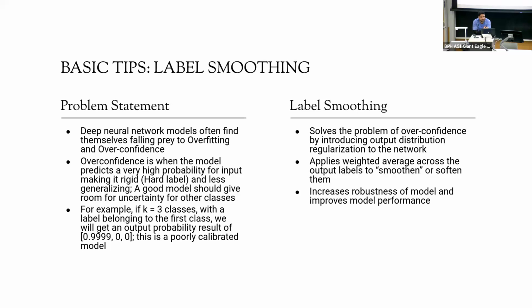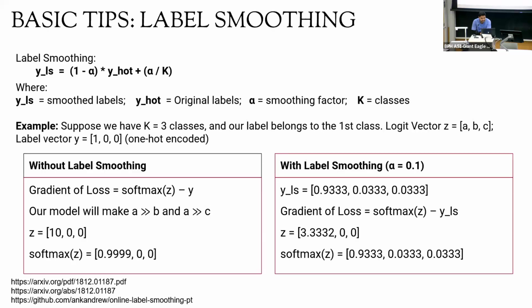So if you have many classes, adding label smoothing to your loss criterion can help you have more generalized results. So yeah, you can take over the next one.